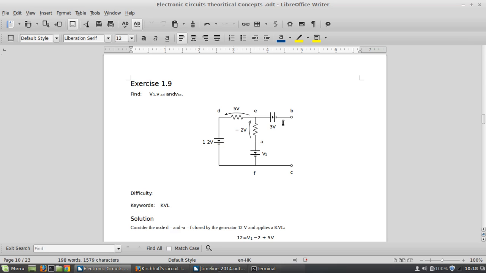Okay, so for exercise number 9, what you guys have to find is V1, VAD and VBC. I have to give a very special remark: whenever you encounter such voltages as VAD, always be careful that the direction of the voltage will be going from D to A. That means the direction will be going in this direction. This is from D to A, and this is positive. Also for VBC, the direction will be from C to B.